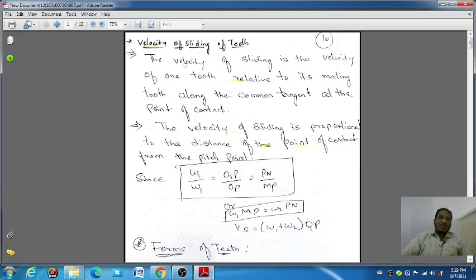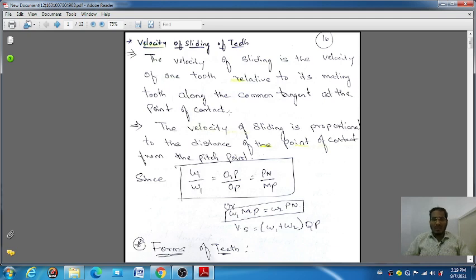Okay, first is velocity. Velocity of a sliding tooth. It will come under your 1 mark, 2 mark questions, or else you will get it in a problem. The velocity of a tooth is nothing but the velocity of one tooth relative to its mating tooth along the common tangent at the point of contact.